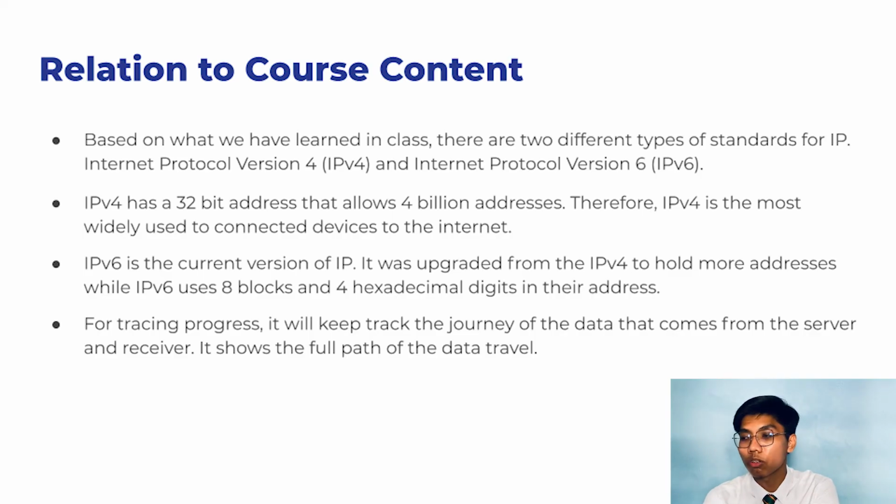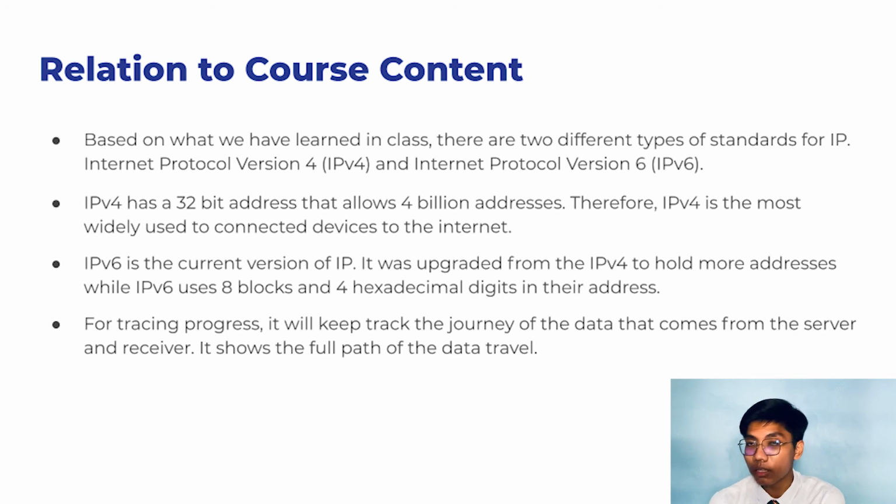Okay, so relating to our course content, based on what we have learned in class, there are two different types of IP address: Internet Protocol version 4 and Internet Protocol version 6. The short names are IPv4 and IPv6. IPv4 has a 32-bit address that allows 4 billion addresses. Therefore, IPv4 is the most widely used to connect devices to the internet. But currently, we have IPv6, which is the current version of IP, upgraded from IPv4 to hold more addresses. IPv6 uses 8 blocks of 4 hexadecimal digits in the address.